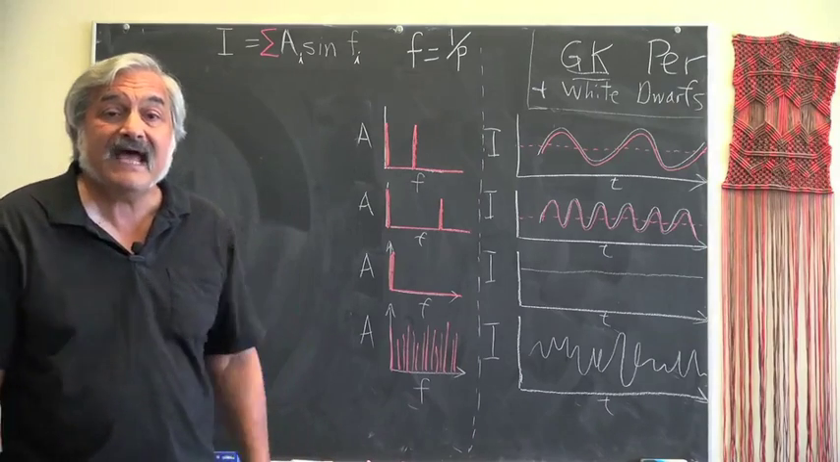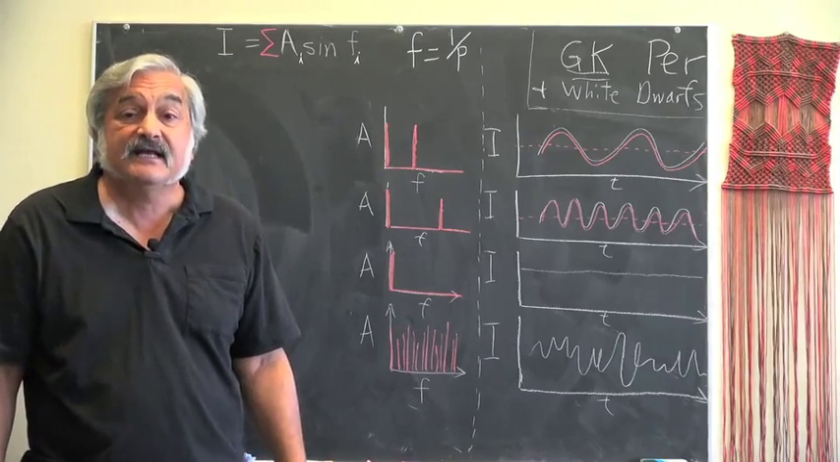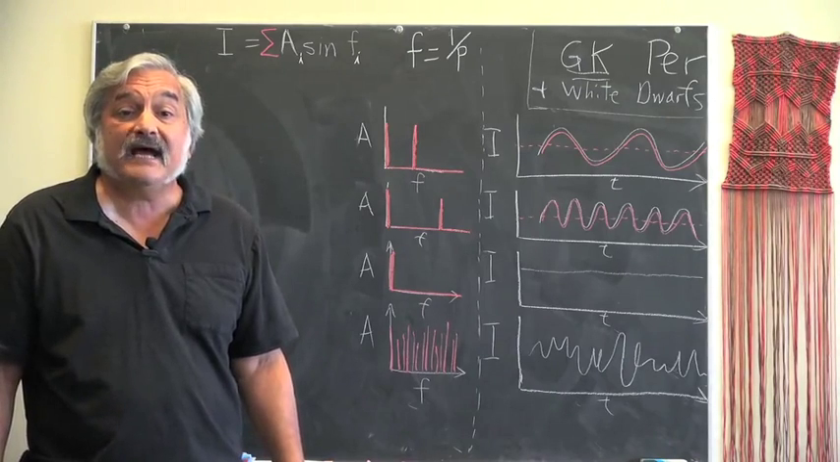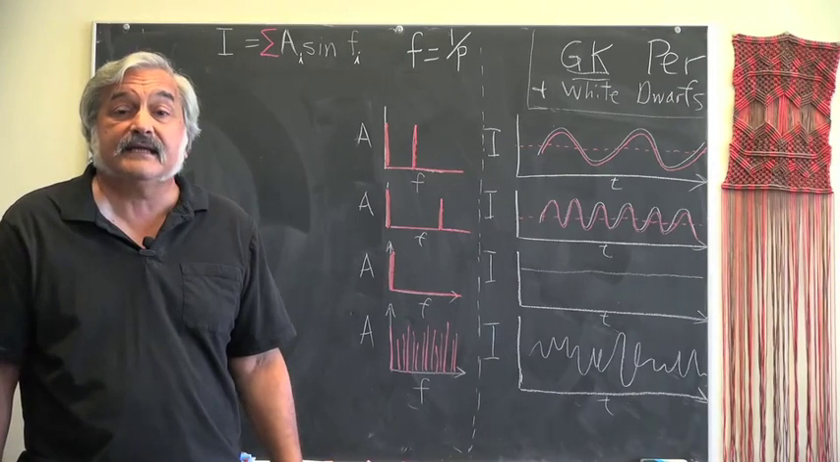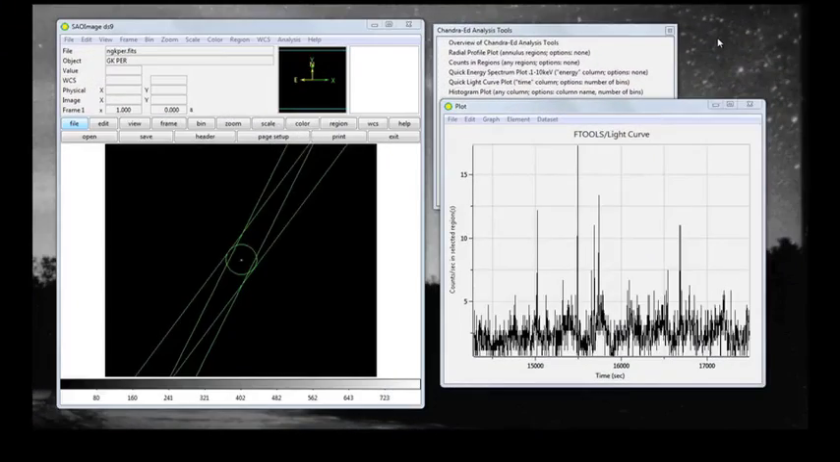So now that we have an understanding of the basics of this type of analysis, let's return to DS9 and look at the power spectrum of real data in the form of X-rays emanating from GK Per in the year 2002.